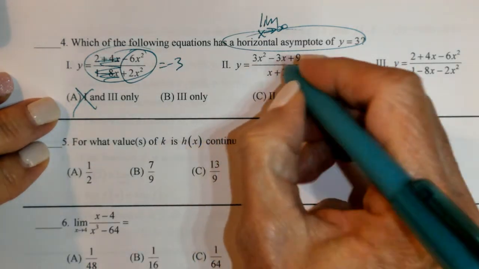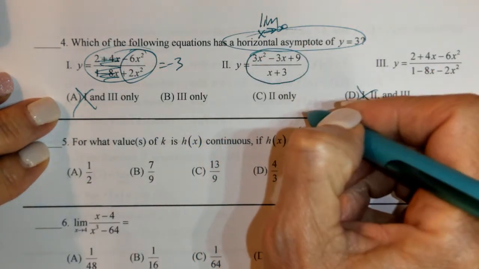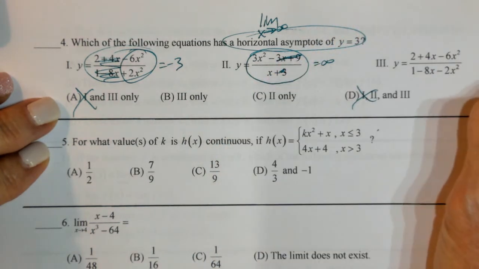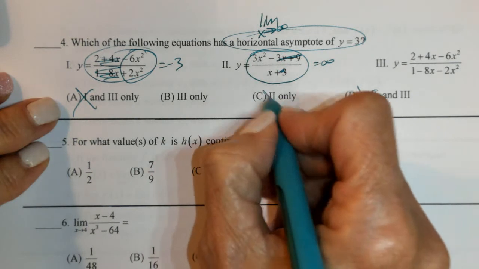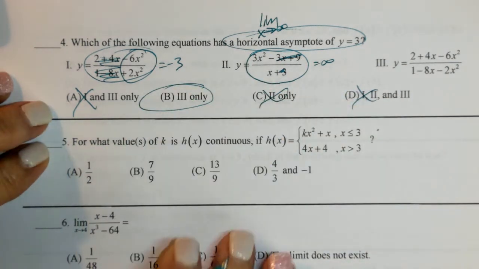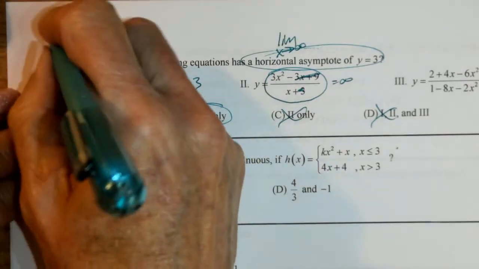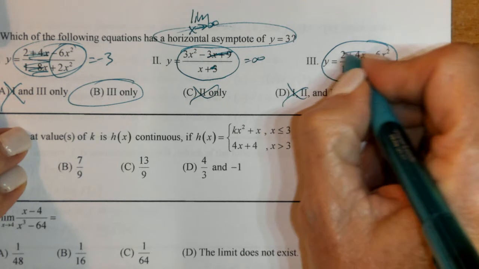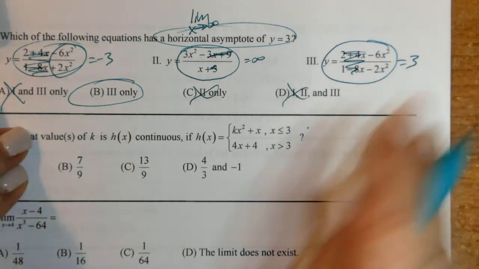The limit here, as x goes to infinity, would be infinity. So not 2. The only answer that could be there is 3. So B. And the limit as x goes to infinity here is indeed 3, by the way.